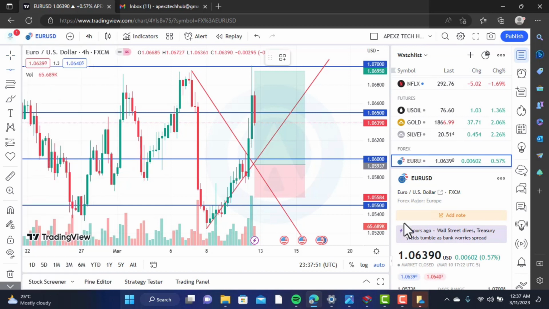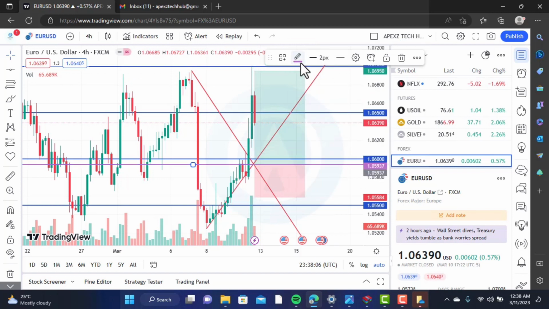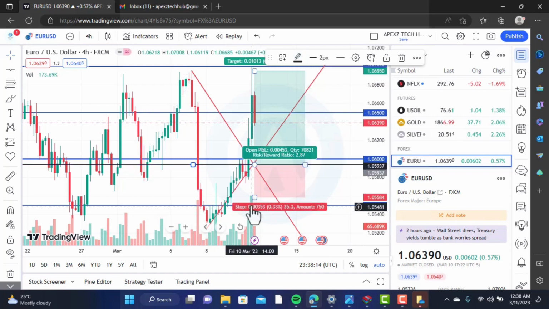Okay, let me pick horizontal 2. At this place I can change the color to avoid confusion. I can change it to maybe yellow or purple. No, it's something very sharp. I'll change it to black.